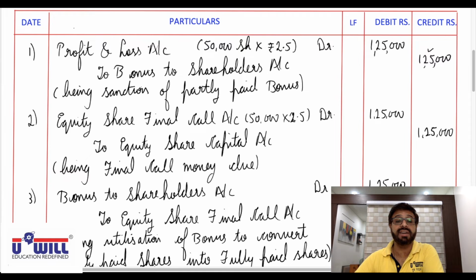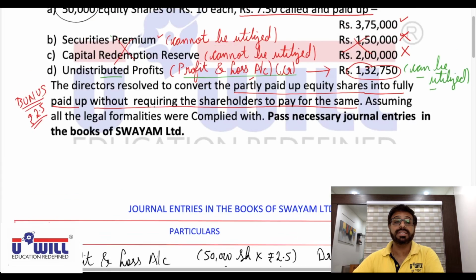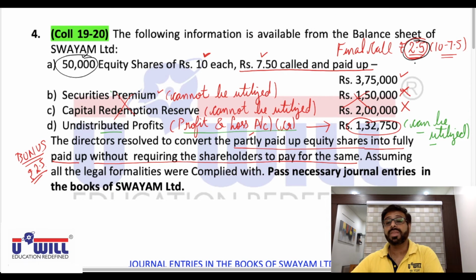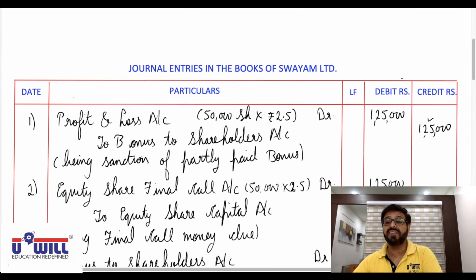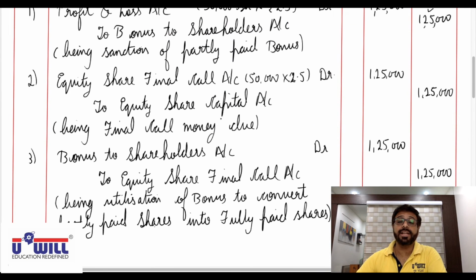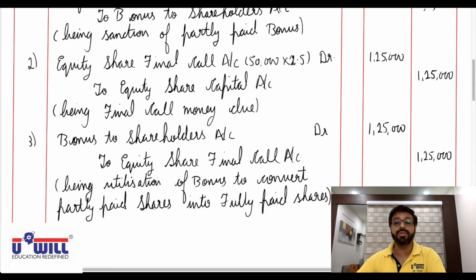Reserves, particularly which reserve are we using? P&L account debit to bonus to shareholders. And what is the amount of bonus? 50,000 equity shares are there. 2.5 of final call we are giving in bonus. So 50,000 into 2.5, 1,25,000. Then final call money due entry, equity share final call to equity share capital, same 1,25,000. And then normally when we receive the final call, the entry is bank to final call. But instead of bank, we are not going to receive any money because we are giving bonus. So this bonus to shareholders account you will debit into equity share final call, same 1,25,000.